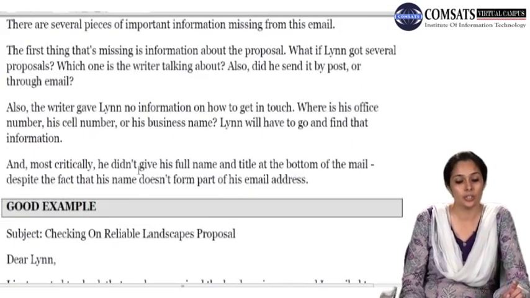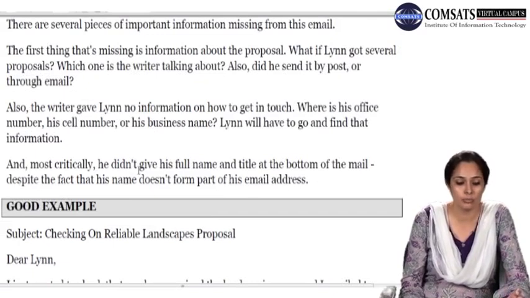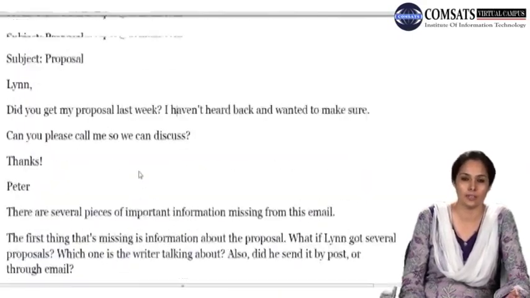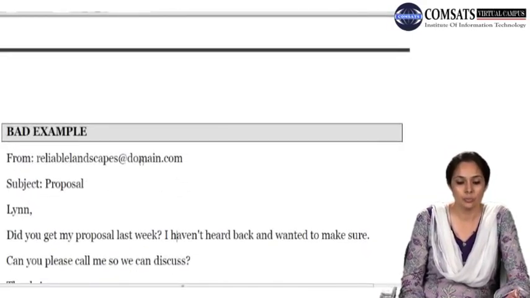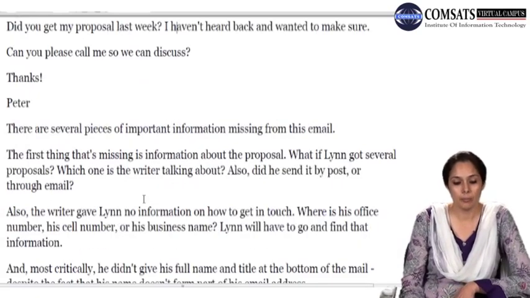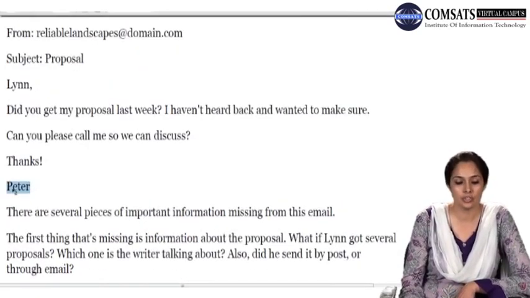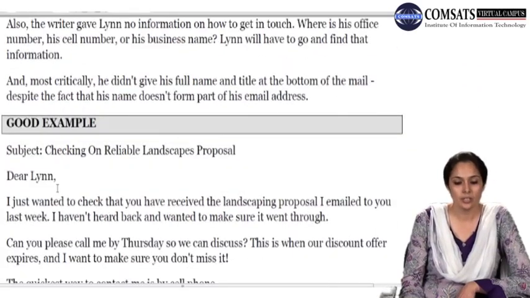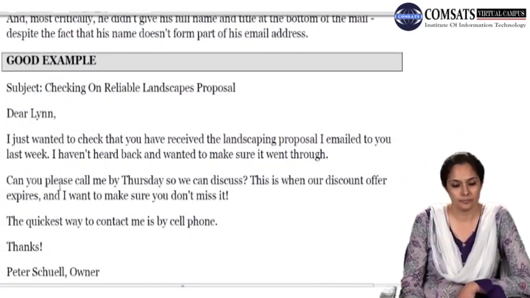And most critically, he did not give his full name and title at the bottom of the mail, despite the fact that his name does not form part of his email address. Now, his email address is the domain name Reliable Landscapes, jisme wo kaam karte hain ya kuch bhi. Lekin unka apna full name email mein kahin bhi mentioned nahi hai. We just have Peter. We have no idea who has written the email.